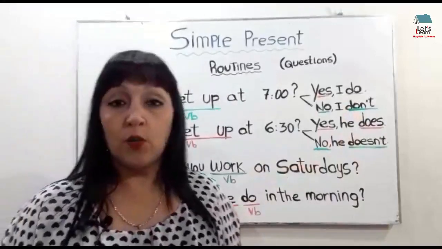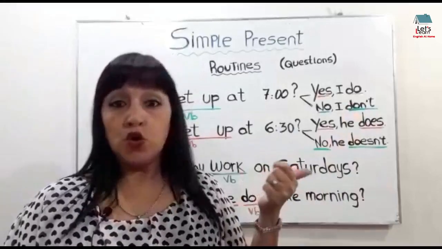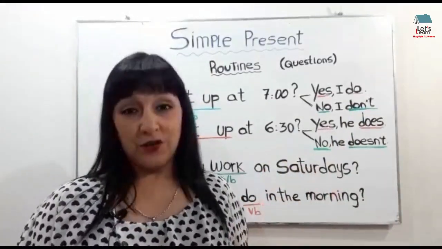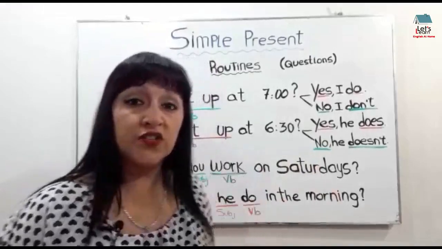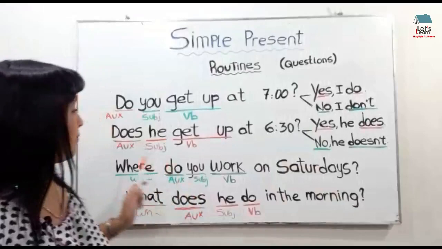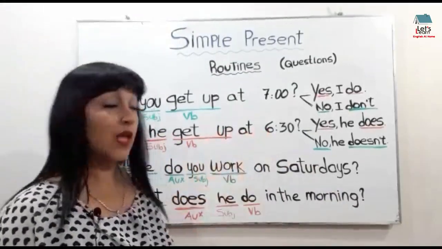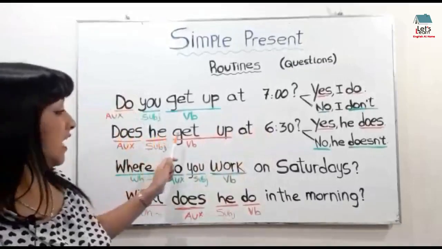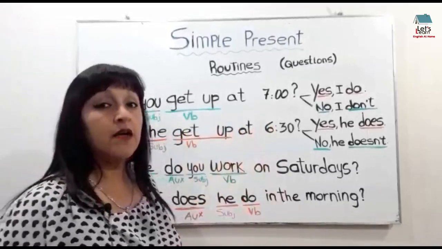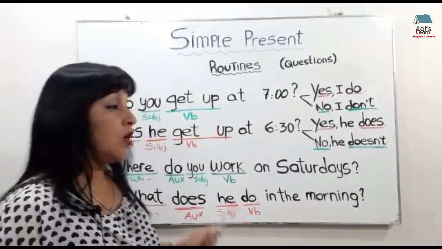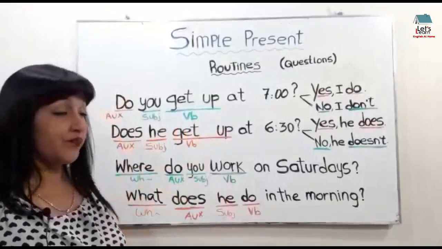What happens if I want to talk about another person, a third person, he, she, or it? The auxiliary that we used was does. That auxiliary appears in the questions as well. Look at the example. Does he get up at 6:30? Does he get up at 6:30? The same order as in the previous question, we have the auxiliary, the person, and the verb.